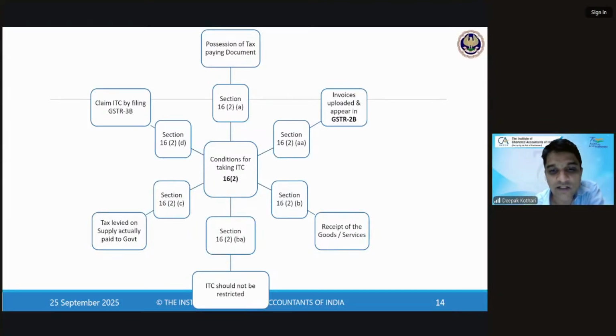Then the fourth condition is given in 16(2)(ba), wherein ITC should not be restricted. And then the fifth condition is that the tax levied on the supply is actually paid to the government. And then the last condition: all the conditions are satisfied, but how do you claim it? You can claim the ITC, as we had seen in the last class, where I displayed a GSTR 3B return, by filing the GSTR 3B return.